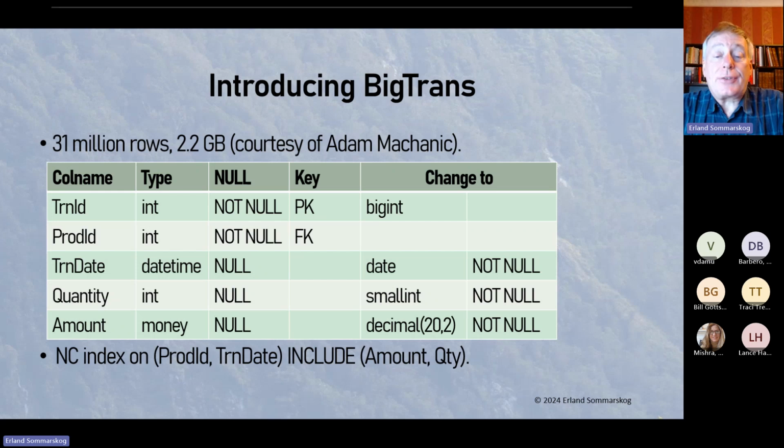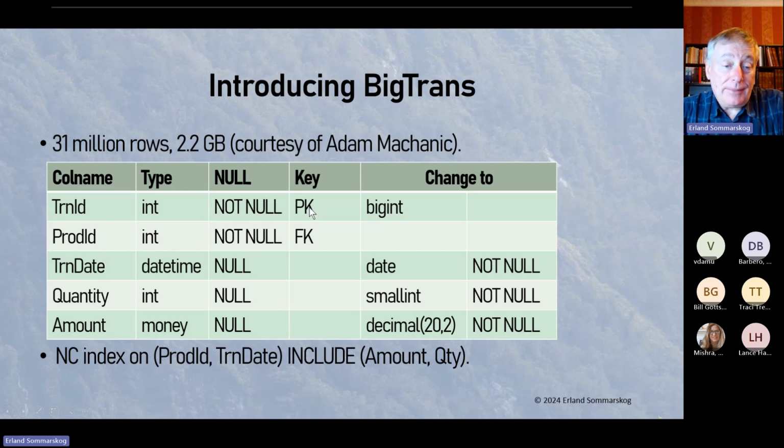Now, big trans. So I'm going to talk a little more about this table. It has 31 million rows and a size of 2.2 gigabytes. And I found this table from a blog post from Adam Machanic. It has a big Adventure Works. It's big enough to be a demo table. It's still small to be a real-world table. And anyway, this table has 5 columns. There's a transaction ID, a product ID, a date, a quantity, and an amount.